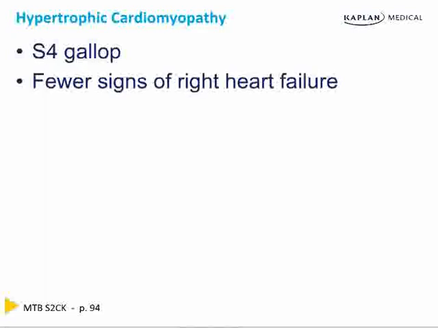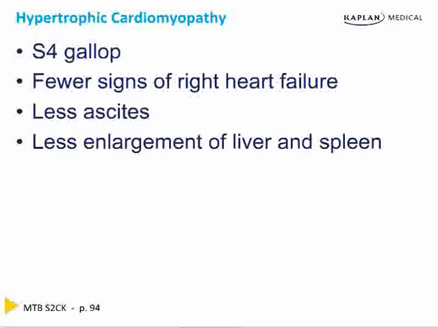Now, there are fewer signs of right heart failure in hypertrophic cardiomyopathy, less ascites, and less enlargement of the liver and spleen, because hypertrophic cardiomyopathy is really hypertrophic cardiomyopathy of the left side of the heart, not the right. That's why there's less ascites and less enlargement of the liver and the spleen. Because ascites, liver, and spleen enlargement are signs of right heart failure.